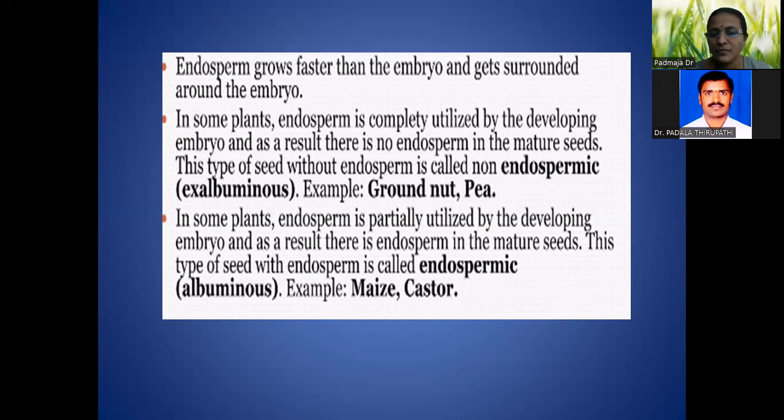This type of seed with endosperm is called endospermic seeds. They are also called albuminous seeds. They are mainly seen in maize and castor.